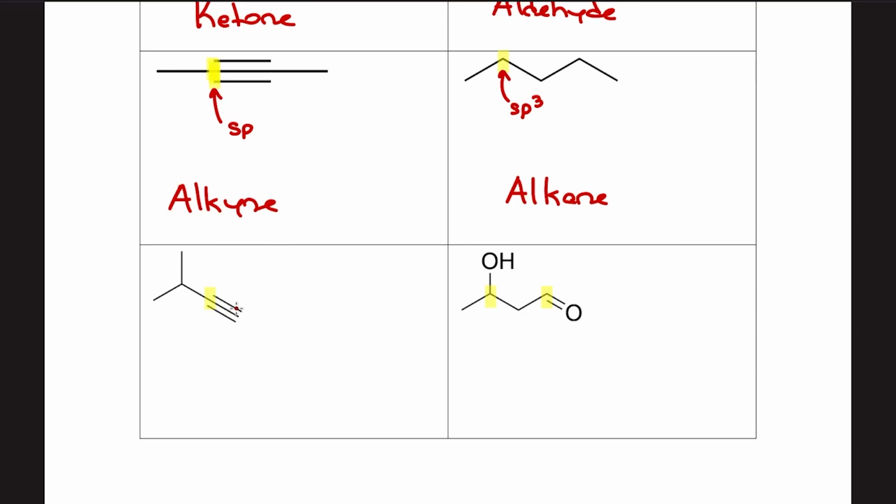In the next problem, I see, again, a triple bond, nothing else going on in the molecule. And so I know that this is an alkyne. And this carbon is the triple bonded carbon, and so I know again that this is sp hybridized.